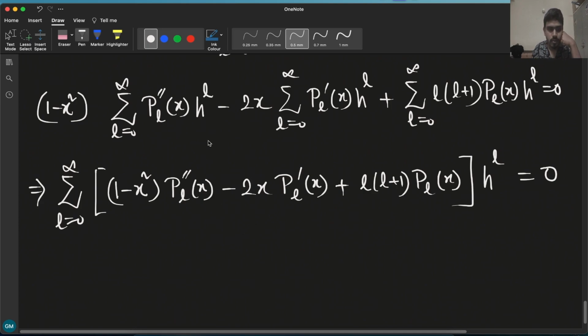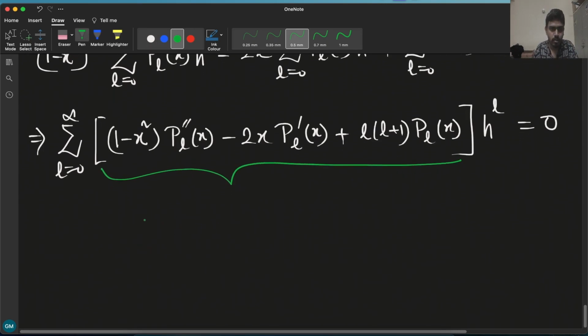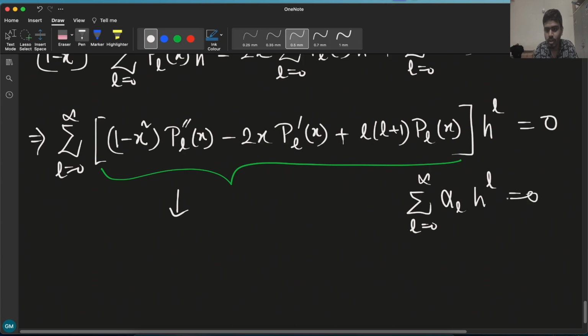So we will basically put all these terms equal to 0. What I am doing is, we have the sum from L equals 0 to infinity of alpha L h to the power L equals 0, where h is a variable and alpha L are the constant coefficients. So in that case I can write that all the alpha Ls are 0, which we already showed in the second class or third class, I think.